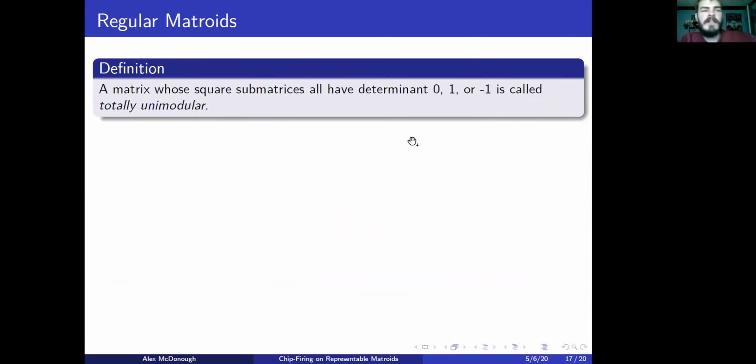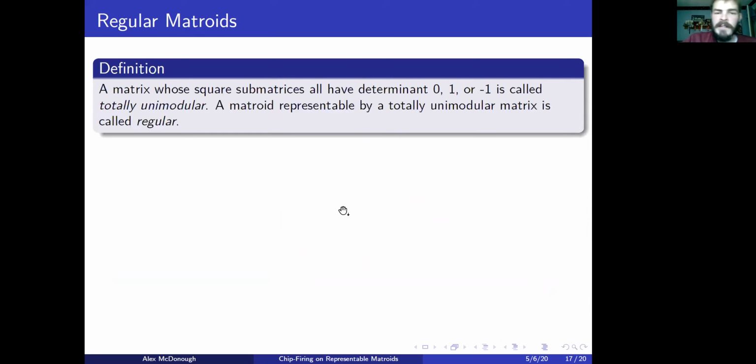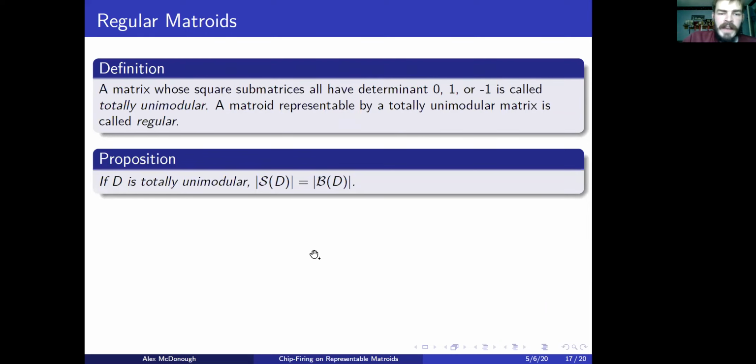So now we're going to talk about regular matroids. A matrix all of whose square submatrices have determinant 0, 1, or -1 is totally unimodular, and a matroid represented by such a matrix is called regular. From our previous theorem, if D is totally unimodular, then the size of the sandpile group is just going to be the number of bases. The reason for this is that we have a bunch of determinant squared terms, and the determinant of all of our bases is going to be 1 or -1. So we're just adding 1 for each basis. So in this case, we have this equivalence.